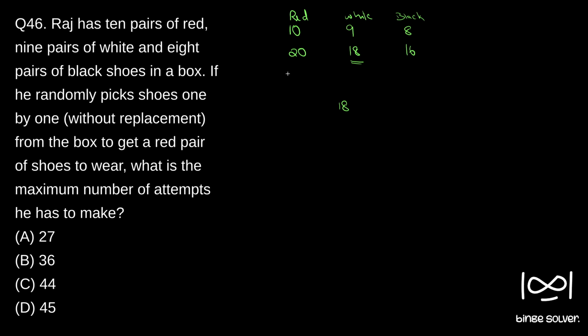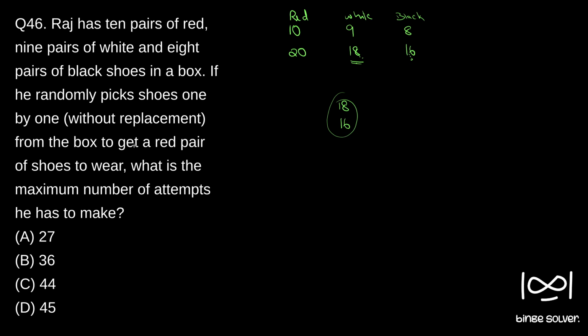So then when he hopes to get a red shoe, he starts getting black shoes, and of all the shoes he picks, he gets all 16 black shoes. This combination can happen in either way. First he gets white, then black, then white, then black. It doesn't change. It is a worst case scenario. After picking 18 plus 16 shoes, he doesn't get even one red shoe. That is a worst case scenario. Now all the white and black shoes are exhausted. Now the next shoe he picks has to be red.